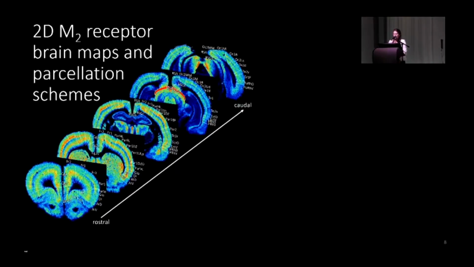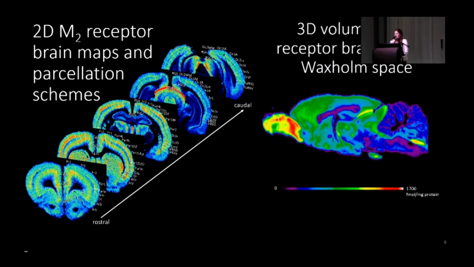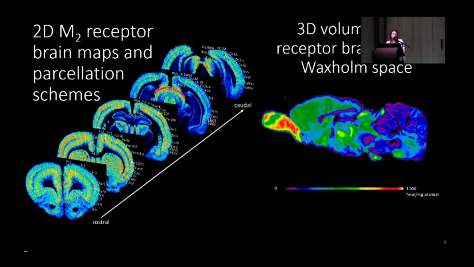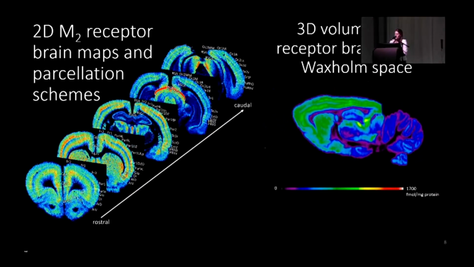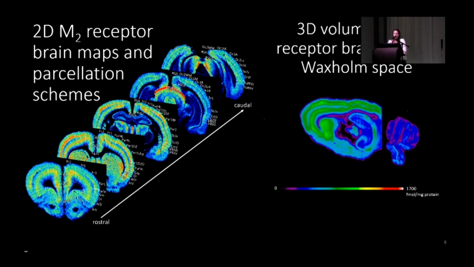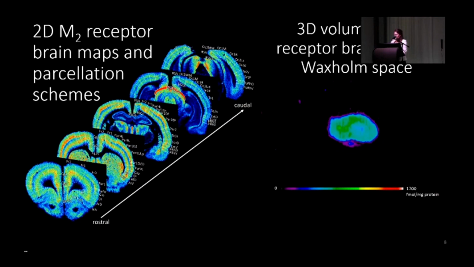All these maps and parcellation schemes I have shown you up to now are in 2D, and of course we expect to bring them into the 3D rat brain volume. The M2 receptor autoradiograms were reconstructed and integrated into the Waxholm stereotaxic space, which is the most widely used 3D reference space for the rat brain.